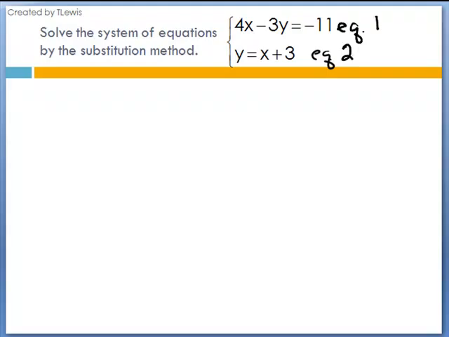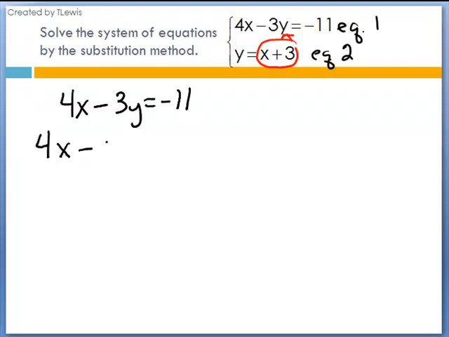So what we're going to do is take the x plus 3, because this equation is already solved, and we're going to place that expression into the first equation for the variable y. So let's do that. We have here 4x minus 3y is equal to -11. So where we see y, we're going to put that expression of x plus 3 in for that variable y.